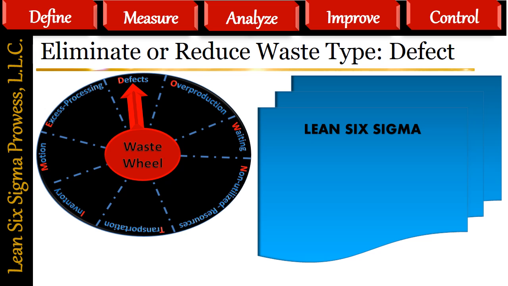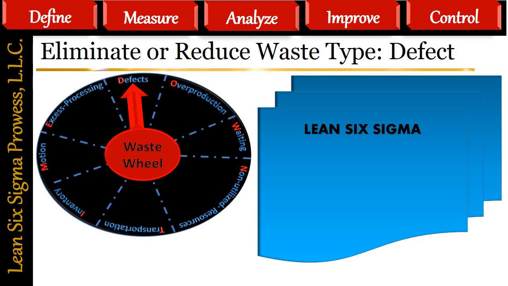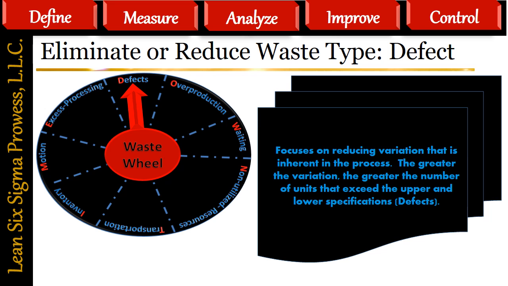Eliminate or reduce waste type, defects. Lean Six Sigma is effective at eliminating or reducing defects, as its main intent is to focus on reducing variation that is inherent in the process. The greater the variation, the greater the number of units that exceed the upper and lower specifications, defects.